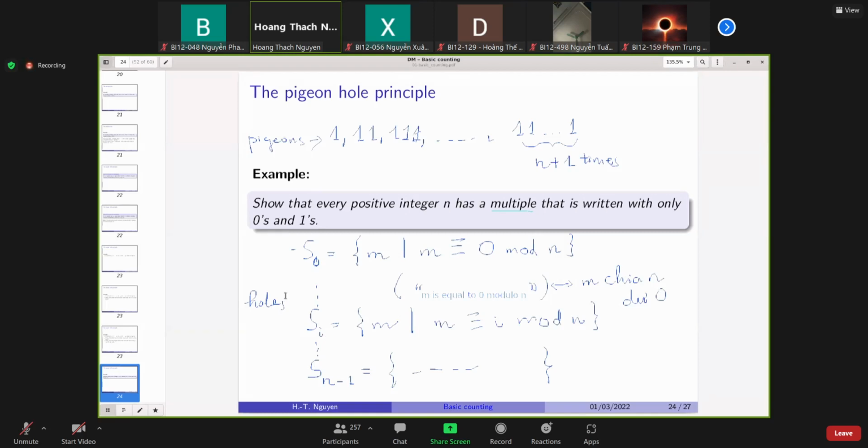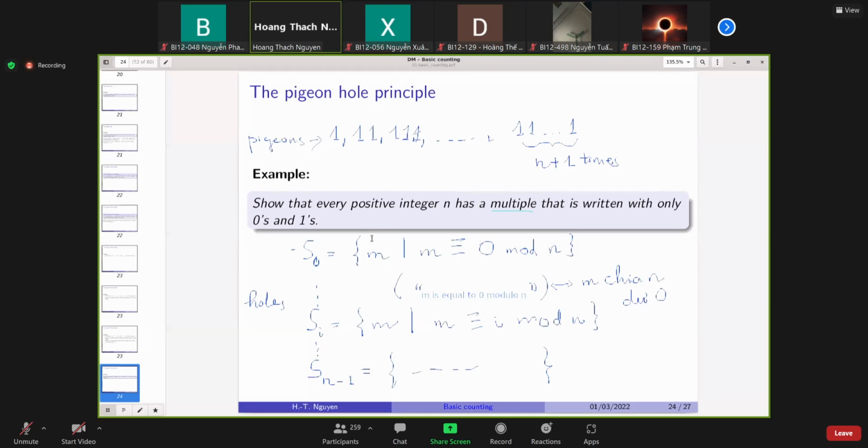That means that a minus b will be equal to 0 modulo n. So the fact that a and b are in the same class modulo n is equivalent to the fact that a minus b is divisible by n. And here you can assume that k is larger than j.